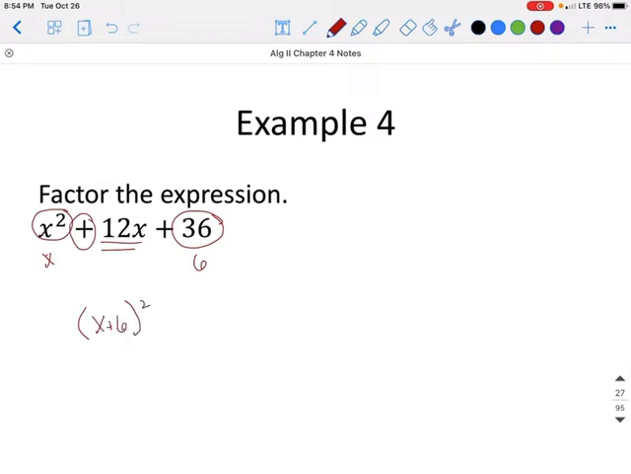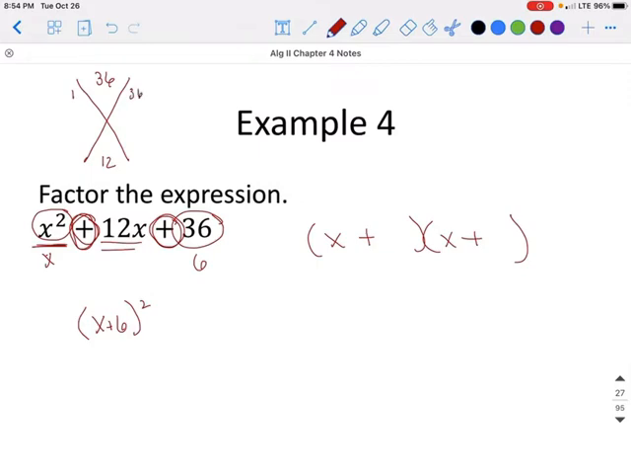Now, the good news is, if you don't remember that rule, you can still just factor this like normal. So we do have our 2 sets of parentheses. This is positive. We know they're going to be the same. Since this is positive, they are both going to be plus. Multiplies to give us x squared is x and x. And then we want to see what multiplies to get 36, that adds to get 12.